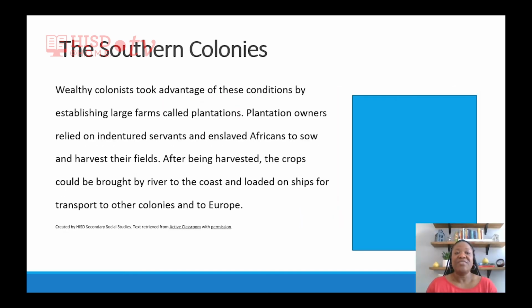The Southern colonies also had wealthy colonists that took advantage of these conditions by establishing plantations. Plantation owners relied on indentured servants and enslaved Africans to sow and harvest their fields. After being harvested, the crops could be brought by river to the coast and loaded on ships for transport to other colonies and to Europe.